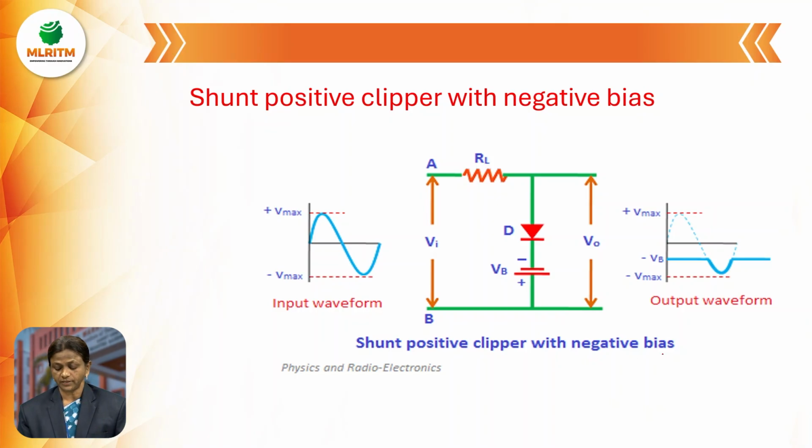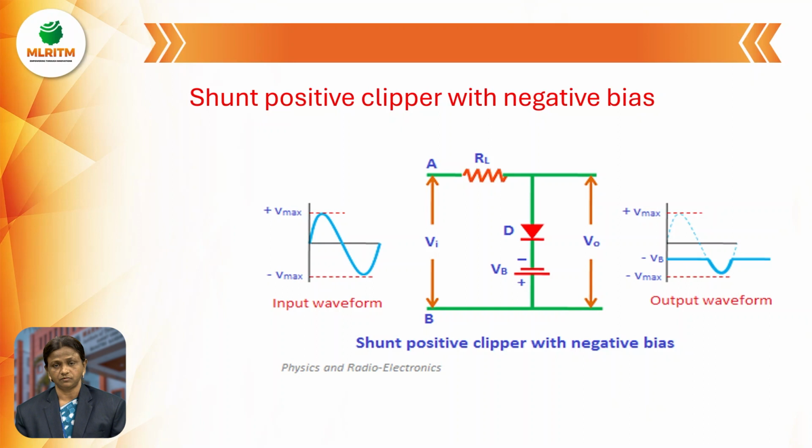Shunt positive clipper with negative bias means the negative terminal of the battery is connected to diode D, and the positive terminal is connected to ground. That's why this is known as a shunt positive clipper with negative bias.